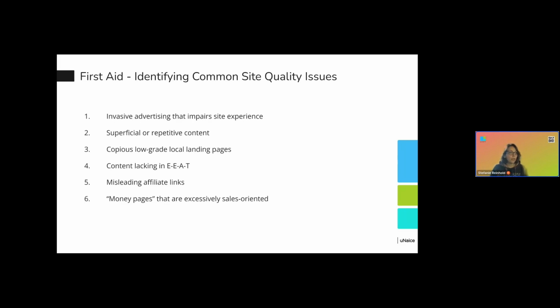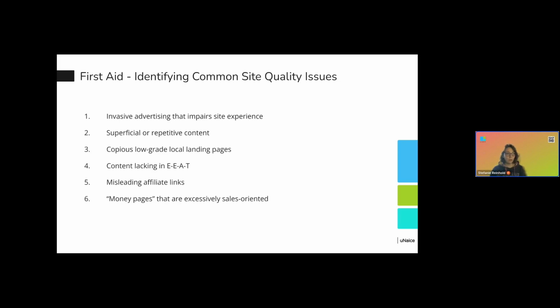So first of all, have a look at invasive advertising that impairs the site experience. Again, Google has a very high dedication to user satisfaction in their search results. It's almost like Google feels responsible for the experience users have on the sites they visit. So site experience is very important. Have a look at your site experience. If a user comes onto your page and is bombarded with pop-ups, that's going to knock you down a bit.